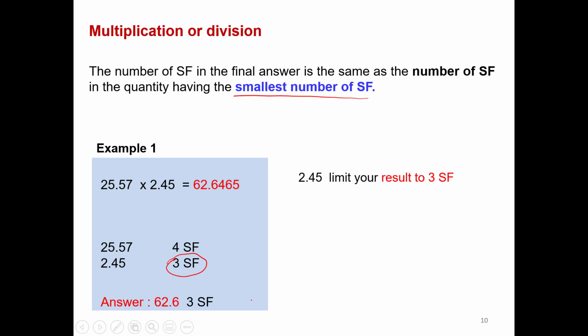Then now we need to round to 3 significant digits. But the next digit is 4, which is less than 5, then we don't need to do anything, we just write 6.62. We had 3 significant figures. In this case, because 2.45 has the smallest number of significant digits, this limits the result to 3 significant figures.